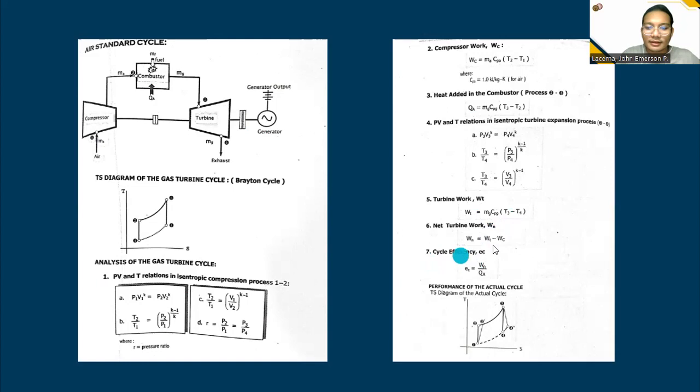And then net turbine work is W sub N equals WT minus WC, or work of the turbine minus the work of the compressor. Bakit minus? Kasi mas mataas ang work ng turbine kaysa sa compressor. Kaya yan. And our cycle efficiency equals the net work ng ating turbine over heat added QA. And that is the ideal gas turbine cycle.